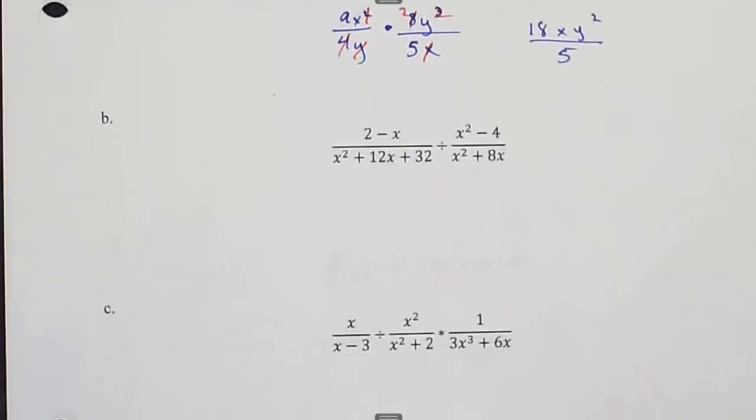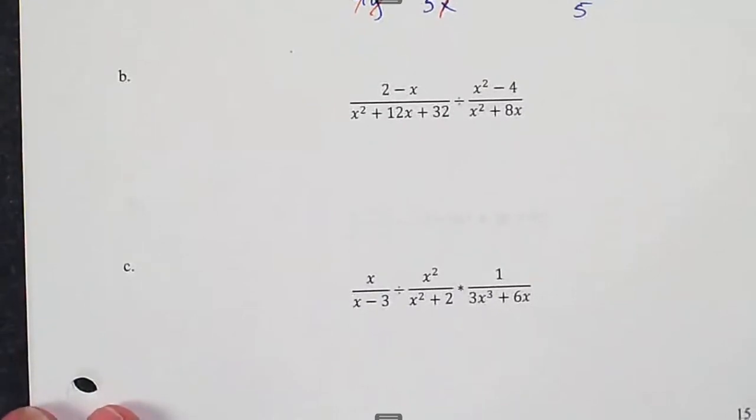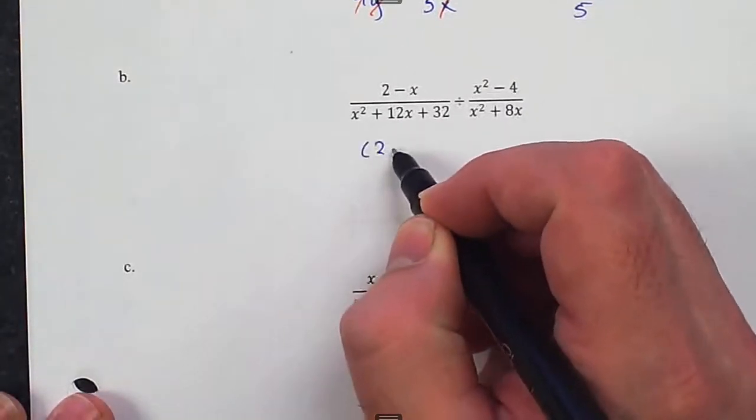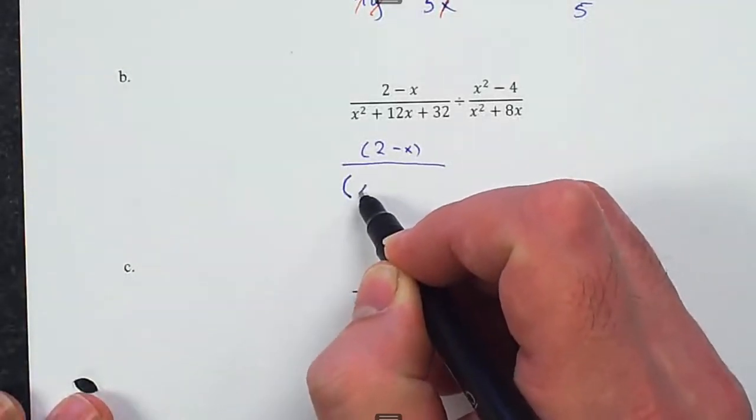All right, well, what about letter B? We have some rational expressions here. We'll keep the first fraction the same. And in fact, I'm going to go ahead and factor it as I go.